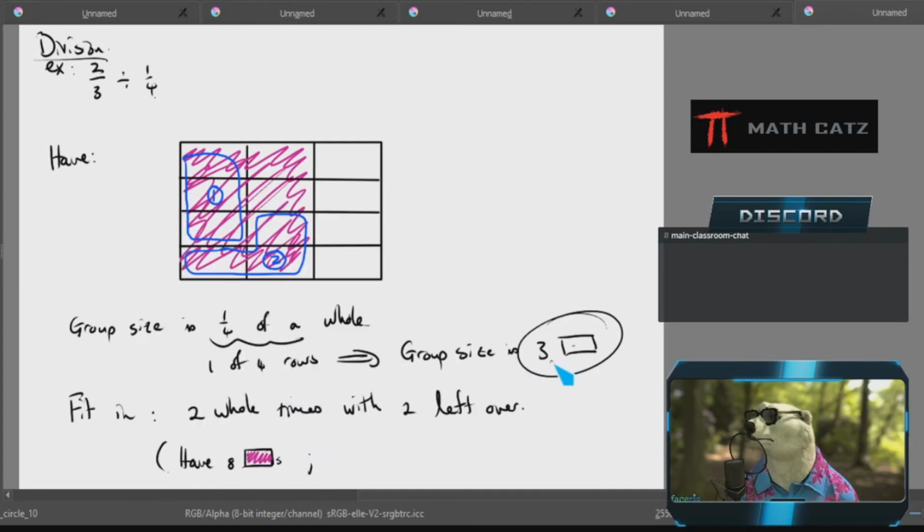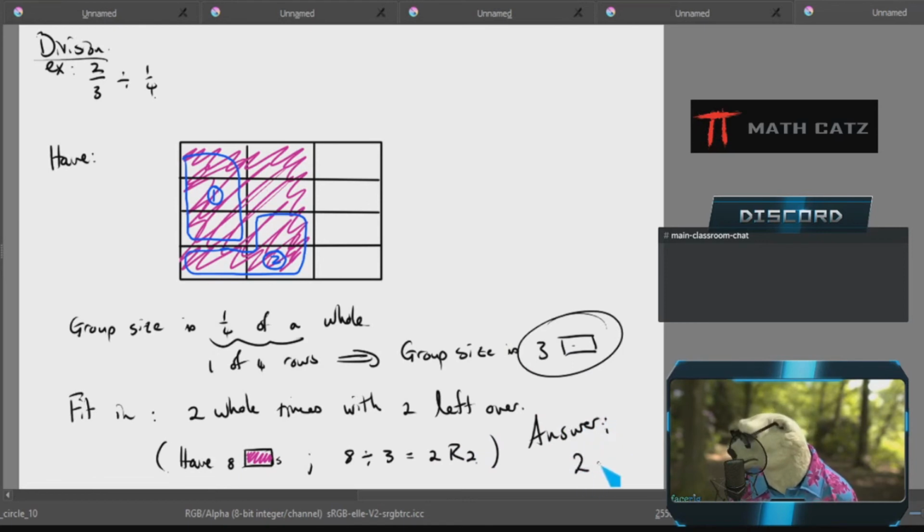And I'm trying to fit in groups of 3. So let's just maybe see the integer calculation. It's going to be 2 with a remainder of 2 as well. So I know my answer. I know my answer is going to be, I'm just going to put it up here, in the corner here. My answer is going to be 2 whole times, excuse me.